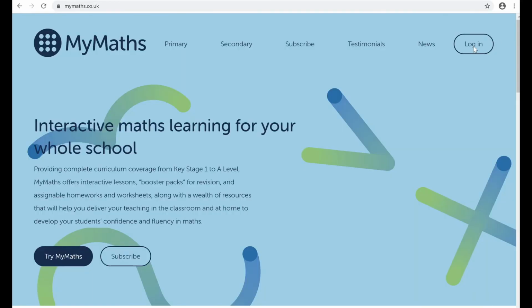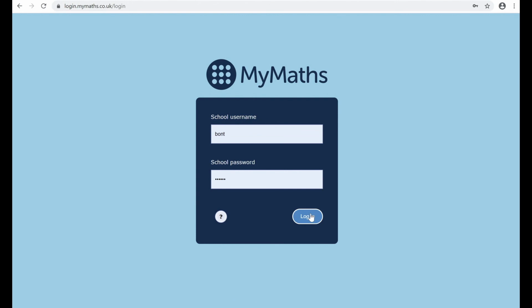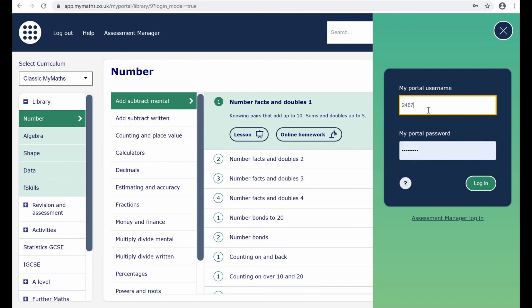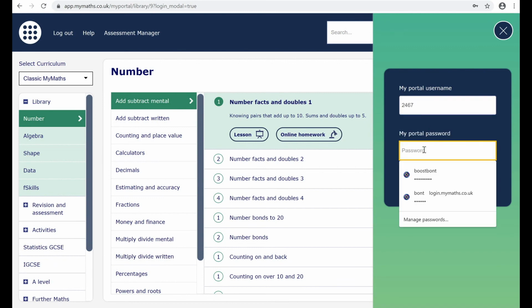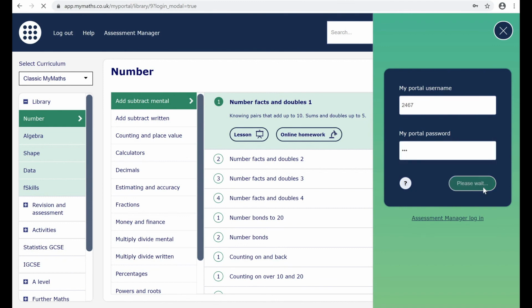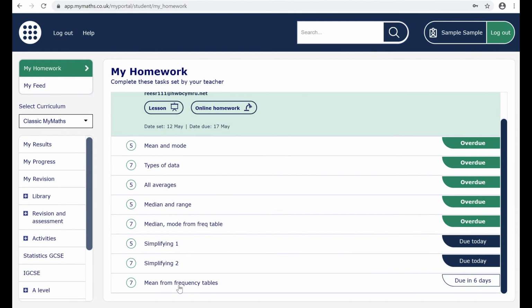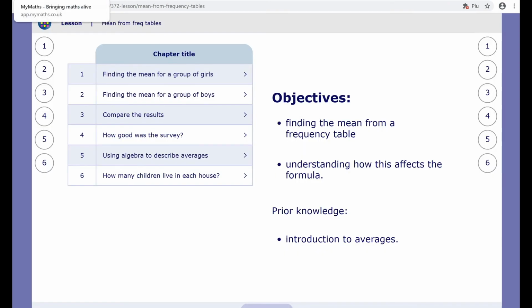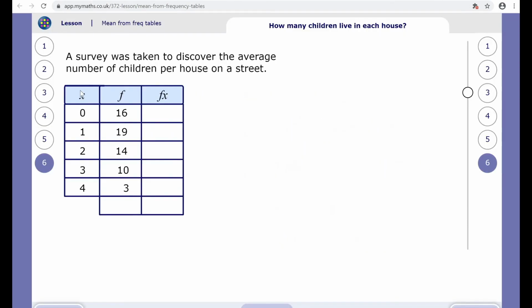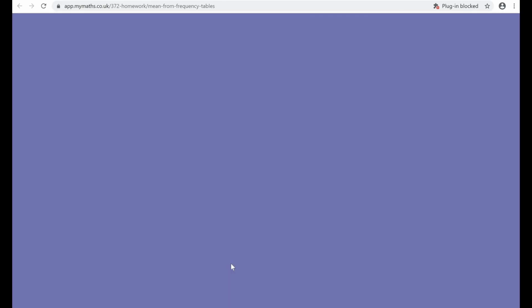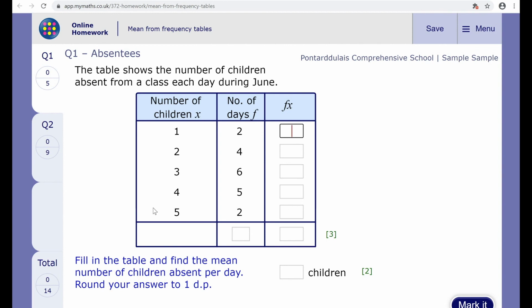Here we go then. So go to mymaths.co.uk, log in using the school username and password, and you've all got your own individual My Maths login details. If you don't have those for any reason, please email myself or your maths teachers and we'll get them to you. So the online homework linked to this lesson is mean from frequency tables. If you want some extra help on that, you can click on the lesson and work through that. Remember that there are interactive aspects to it, but what I would like you to do is the online homework. So click there. You are allowed a calculator for these questions.